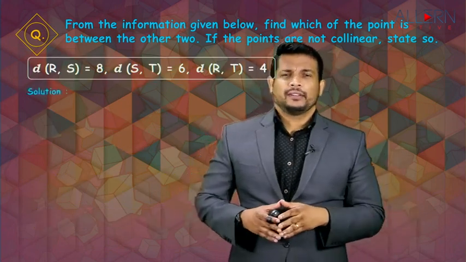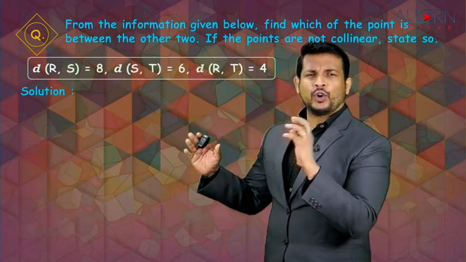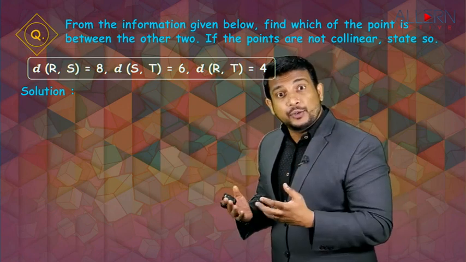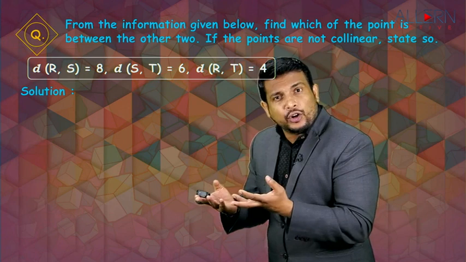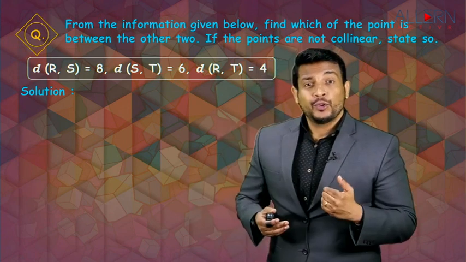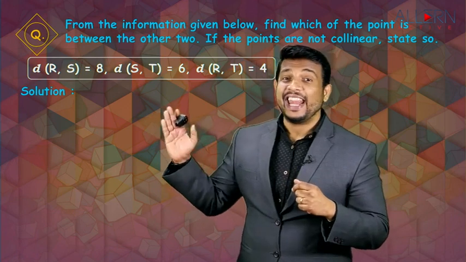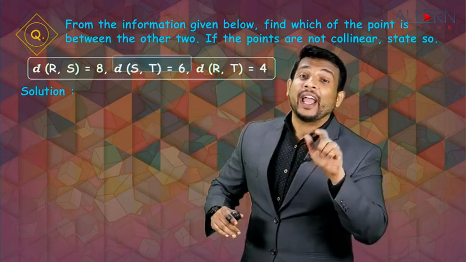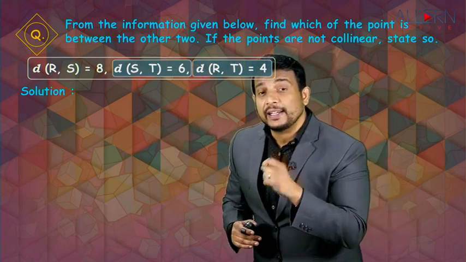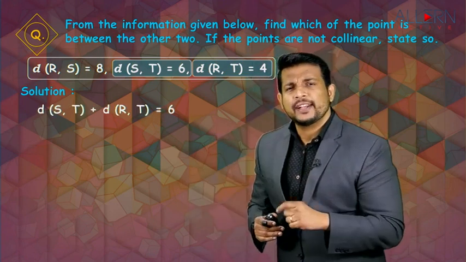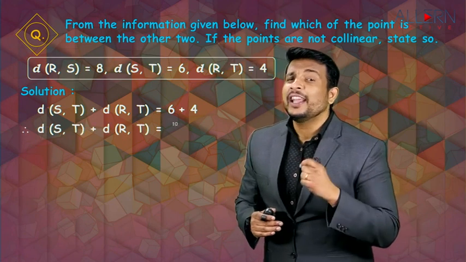Let's see another one. Now this is going to be very interesting. You're going to answer it. First, we need to identify whether betweenness exists. That means whether collinearity exists or not. For that, we have to pick up the longest one. Which one is that? It is 8. Keep it aside. Take the other two and add them up. That means distance between S and T plus distance between R and T. How much do we get? 6 plus 4. How much is that? It is nothing but 10.